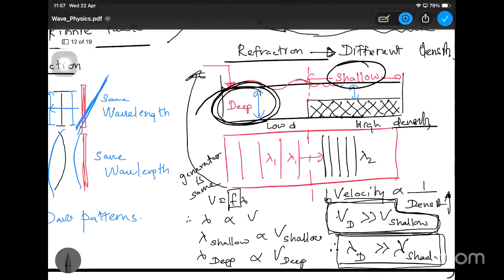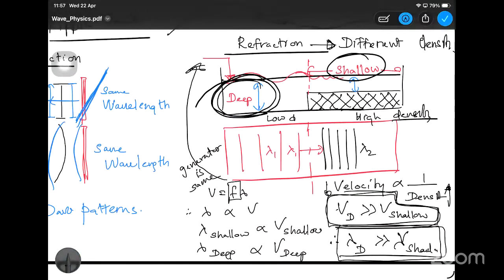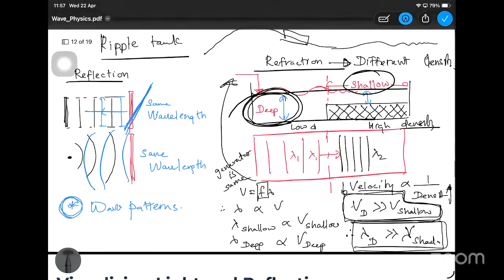So just go through these notes. All the notes are given in your theory notes as well, so please refer to them again. The reason is that they haven't asked this question about the ripple tank.